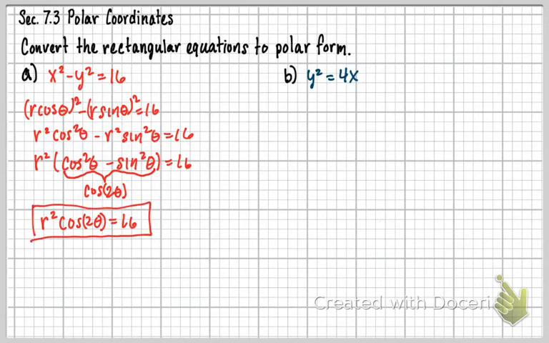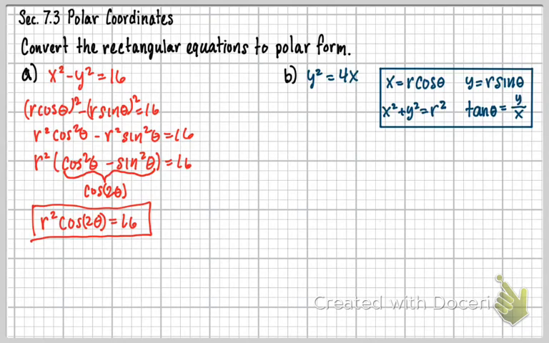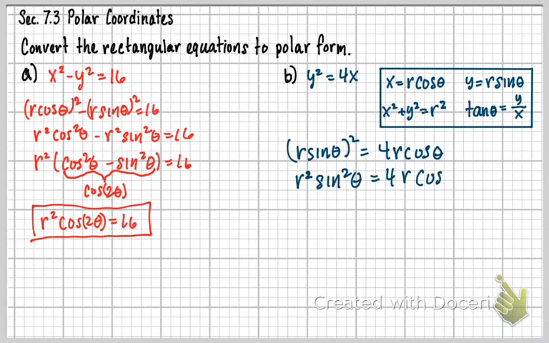Okay, now for the next one. Again, we need to know what the polar equations are. There we go. And essentially all we're going to do here is just sub in. So for my y is r sine theta, so I'm going to have r sine theta squared equals 4 times r cosine theta, because x is equal to r cos theta. Okay, so I'm going to square this on the left side here. So that's going to be r squared sine squared theta equals 4r cos theta.